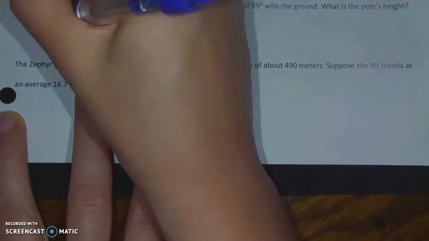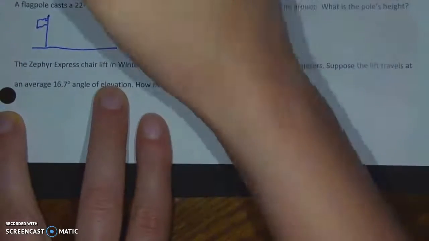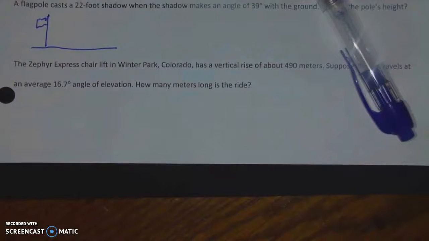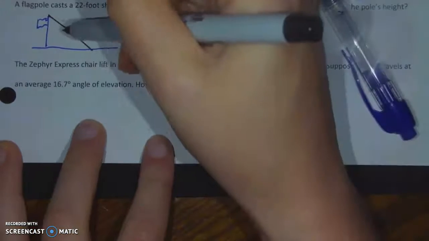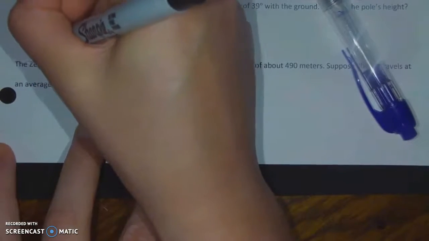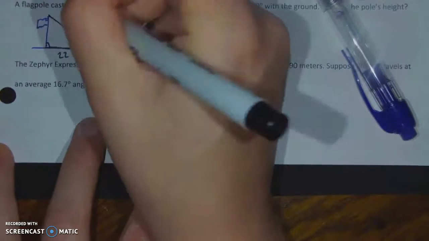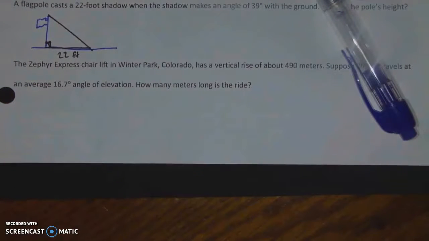So I have myself a little flag and the ground. I know that this flagpole casts a shadow of 22 feet long. Now, when we measure a shadow, we're not measuring this line here, okay? What we're measuring is the line along the ground. And the flagpole, unless it's got some serious issues, should be at 90 degrees to the ground. So I'm going to just label that in here as well. I mean, maybe you're really bad at setting up flagpoles, but it should be pretty stinking close to 90 degrees.